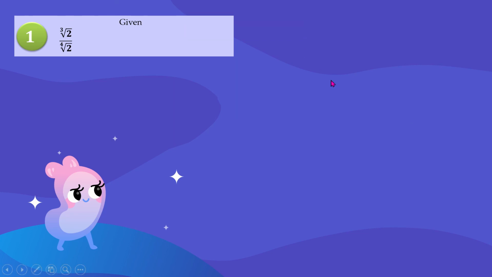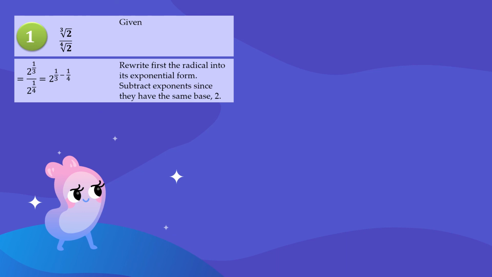So to continue, we have this first example. The given is cube root of 2 divided by the fourth root of 2. So the first step is to rewrite the radicals into its exponential form. So the numerator is cube root of 2, so the exponential form is base 2 exponent 1 over 3. Ang 3 ang index. While the denominator is base 2 raised to exponent 1/4 because the index is 4.